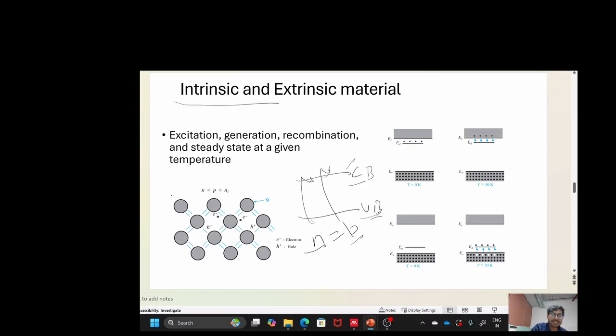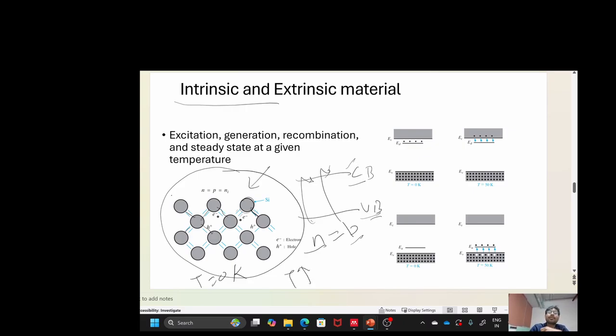So let's say this is the silicon atom. Silicon is connected with another silicon with these bonds, and the bond represents the two electrons. When we supply some energy to this lattice, at T is equal to 0 Kelvin, all the bonds will be intact.